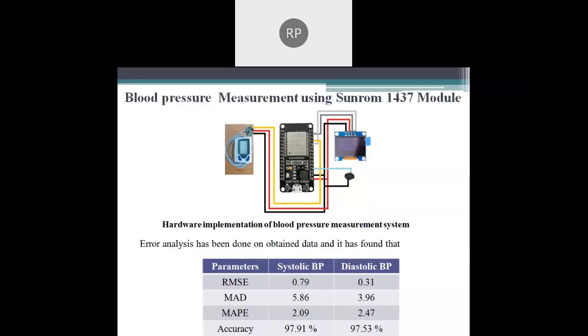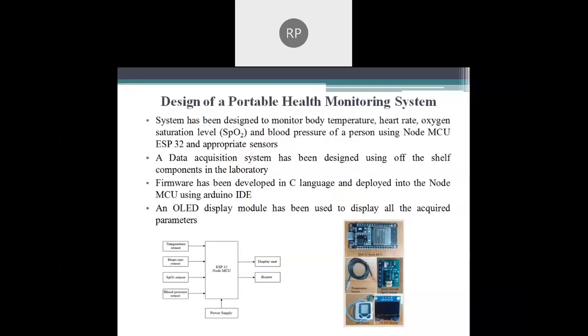The blood pressure measurement has been taken using the Sunrom 1437 module. This diagram shows the hardware implementation of the blood pressure measurement system. This system has been tested and various statistical parameters have been calculated, and it has been found that for the systolic BP the RMSE error is 0.79, and for diastolic BP it is 0.31. Mean absolute deviation error is 5.86, and for diastolic 3.96. The mean absolute percentage error for systolic BP is 2.09, and for the diastolic BP it is 2.47, and hence for the systolic BP measurement the accuracy of the system is 97.91%, and for the diastolic BP measurement it is found to be 97.53%. Next slide, madam.